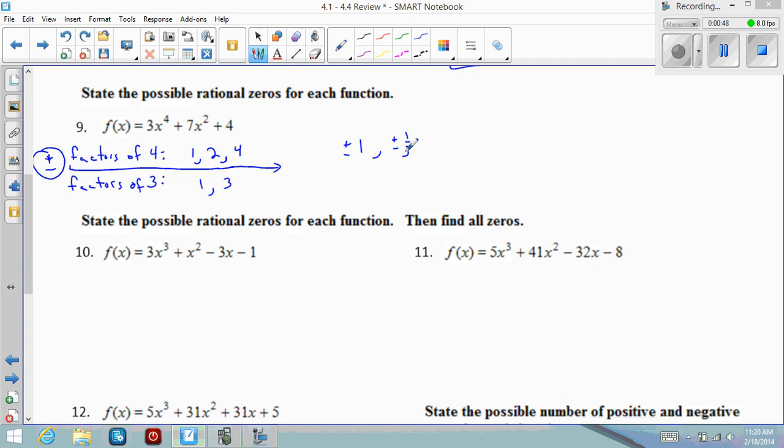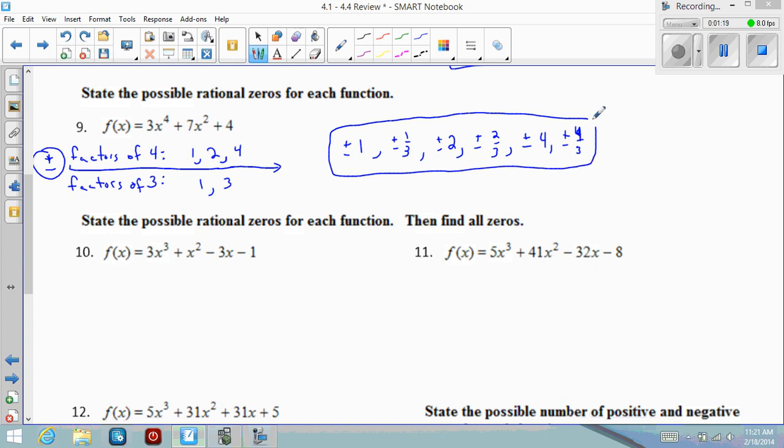So now I'm going to take 2 over 1 and 2 over 3. 2 over 1 is 2. So I have positive and negative 2, and then positive and negative 2/3. And now 4 over 1, which is 4, and then 4 over 3. So positive and negative 4, and then positive and negative 4/3. And those are my possible rational zeros for number 9.